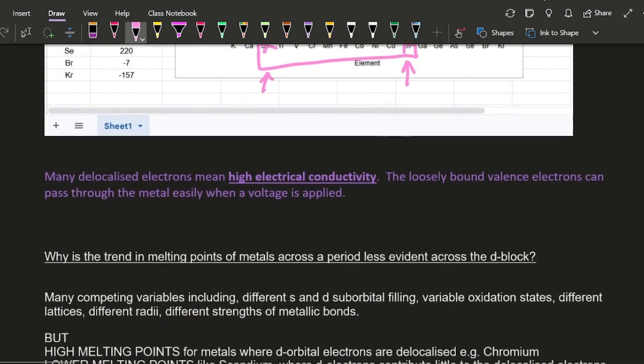Anyway, so in terms of electrical conductivity, because there's lots of these delocalized electrons, that means that they're very highly electrically conductive. If there's lots of electrons only loosely bound, they can pass through the metal easily.